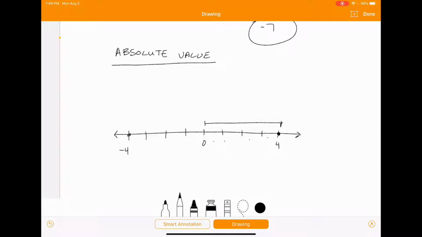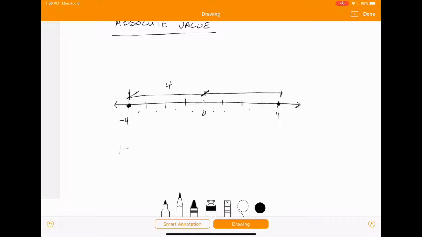If you're asked to find the absolute value of -4, they're asking for that distance there. So that's going to be 1, 2, 3, 4. So that's written as the absolute value of -4. So absolute value are these little straight lines here. And so that's going to be the distance away from 0, which is going to be 4. So since your absolute value is a distance, it's always going to be positive.